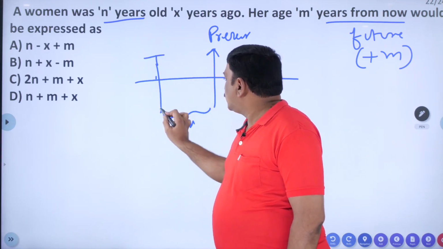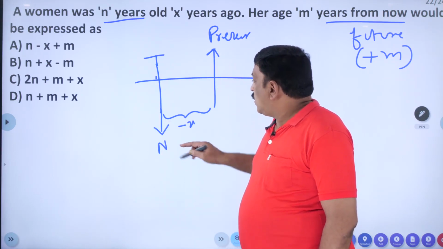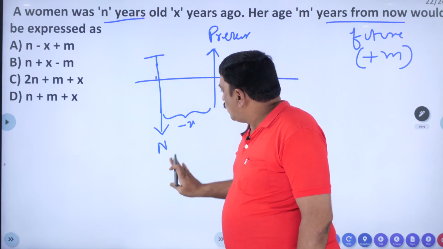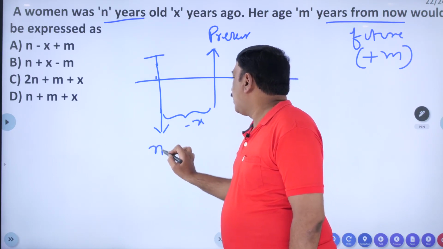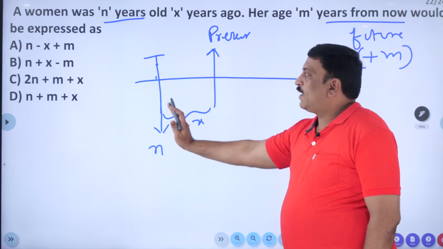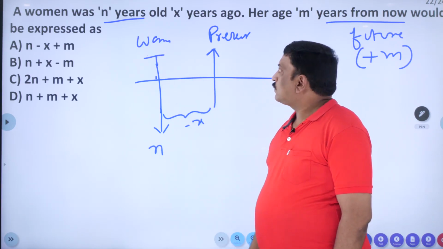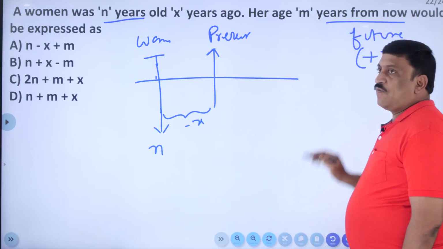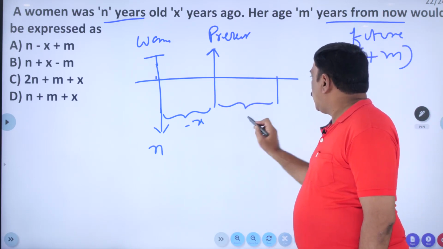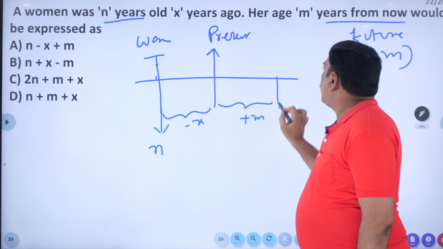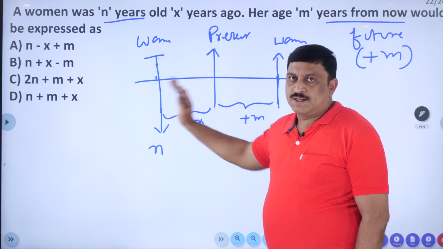I'll write here: she was small n, x years back. Her age m years from now means from the present, after m years. The same woman is how much at present? This is the past, this is the future.